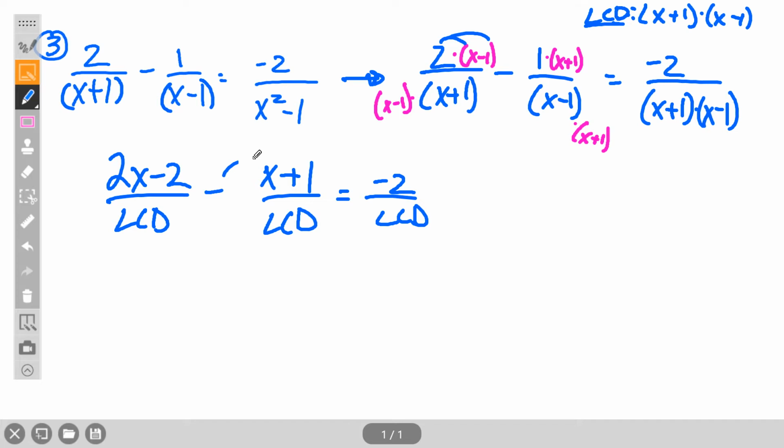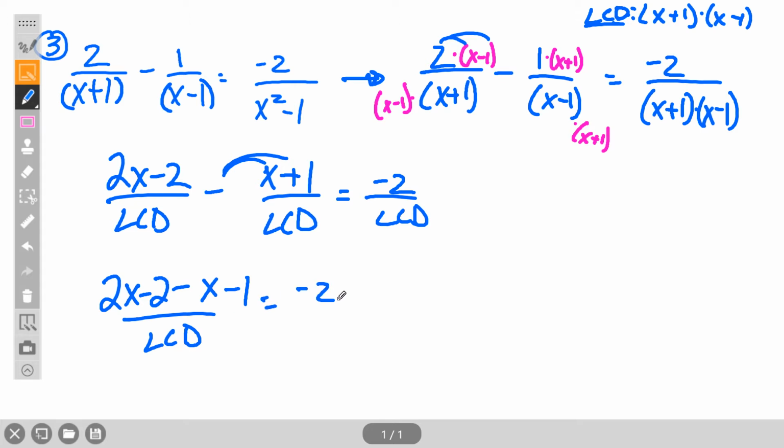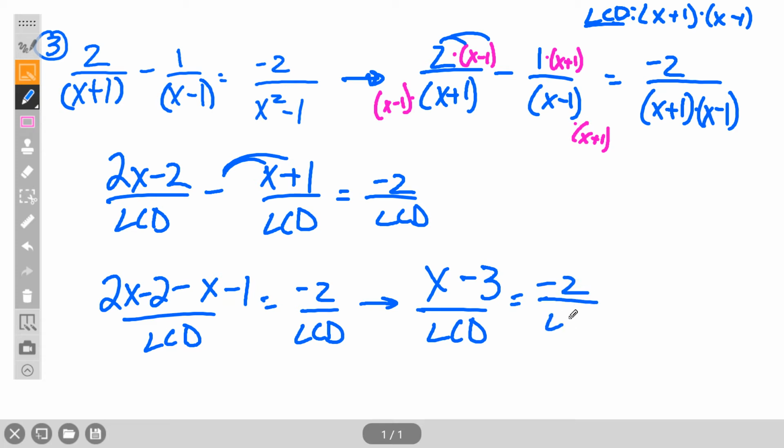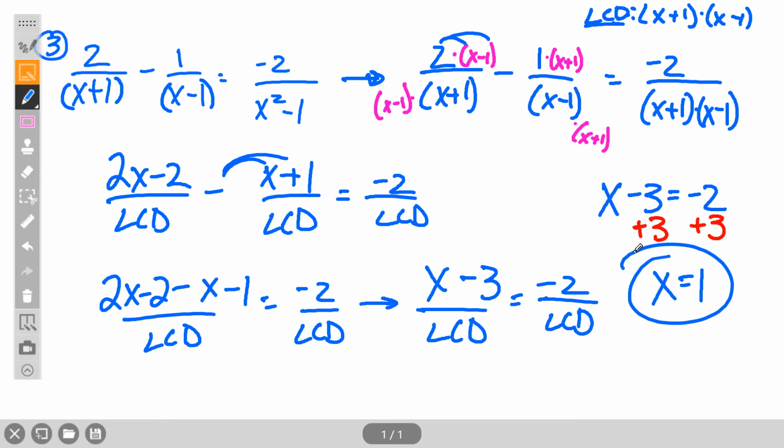All right, since this is subtraction, remember this, both of these get subtracted, so it's 2x minus 2 minus x minus 1 over the LCD equals negative 2 over the LCD. Combine the like terms, so 2x minus x is x, negative 2 minus 1 is negative 3, so x minus 3 over the LCD equals negative 2 over the LCD. Now that they're both over the LCD, I can just set the numerators equal. So x minus 3 equals negative 2. Add 3 to both sides. We get x equals 1 as our solution.